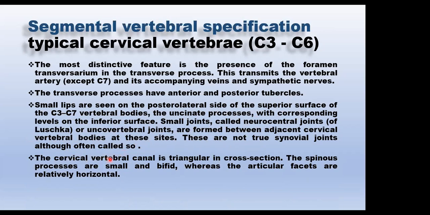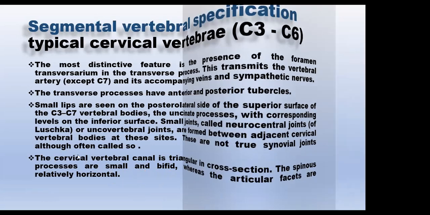The cervical vertebral canal is triangular in cross section. The spinous processes are small and bifid, whereas the articular facets are relatively horizontal.